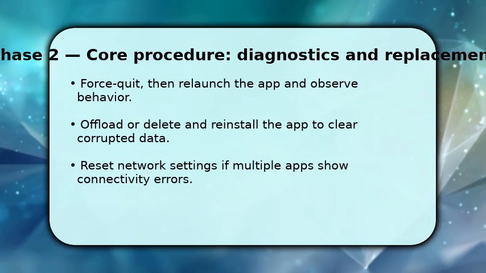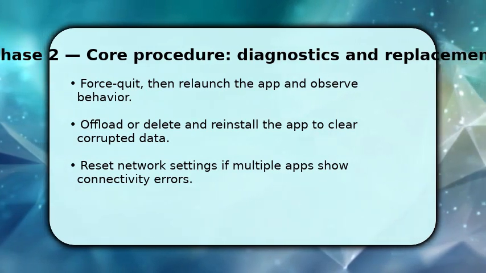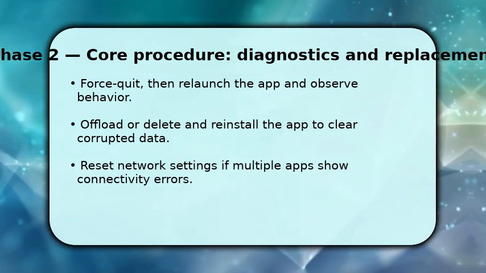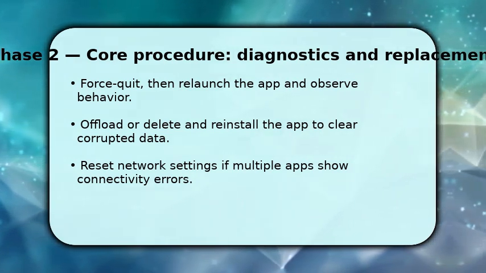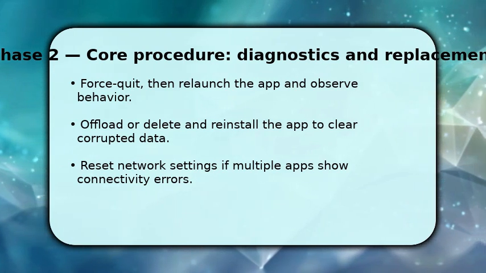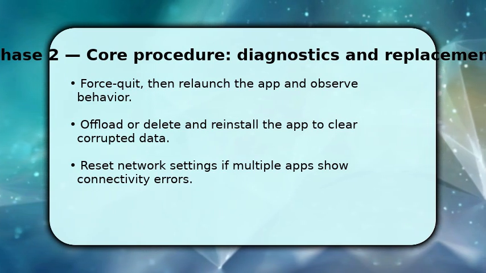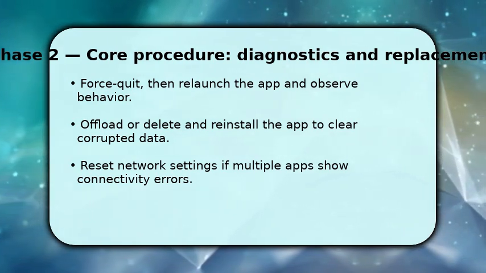Now focus on fixing corrupted app data and network remnants. Force quit and relaunch first to see if the issue persists. This quick check saves time. If problems remain, offload the app to preserve documents or delete and reinstall to remove corrupt files. Reinstalling fetches a fresh copy from the App Store.